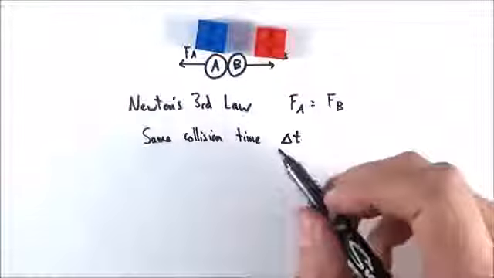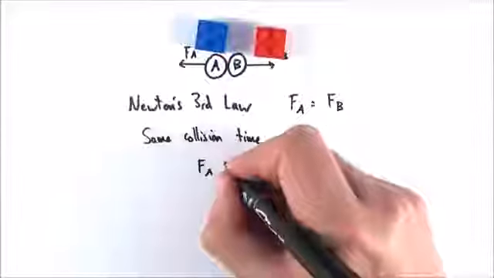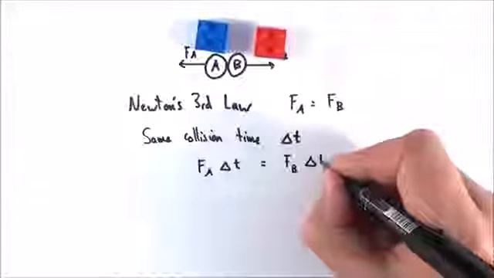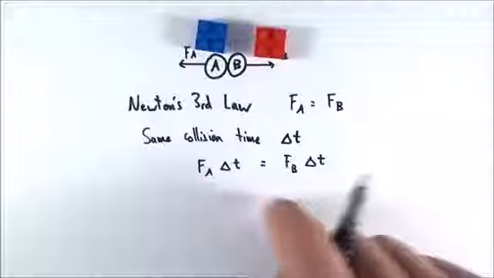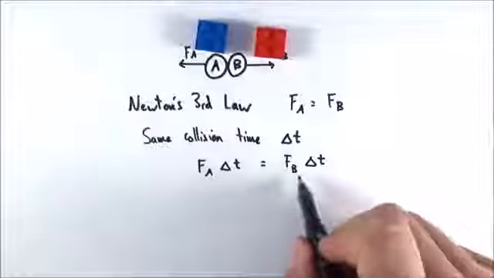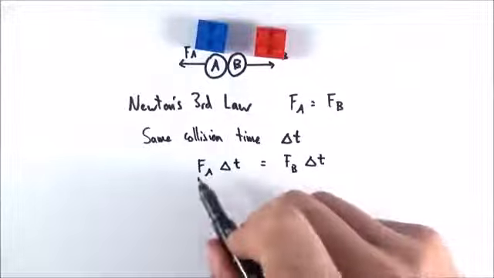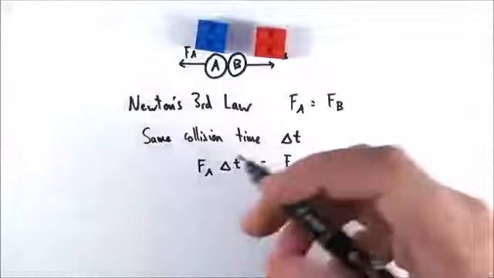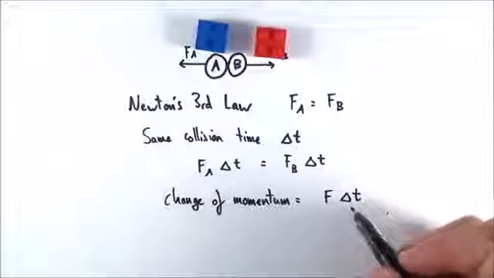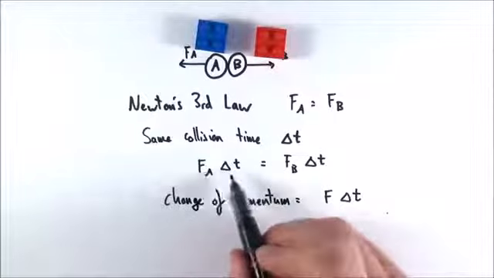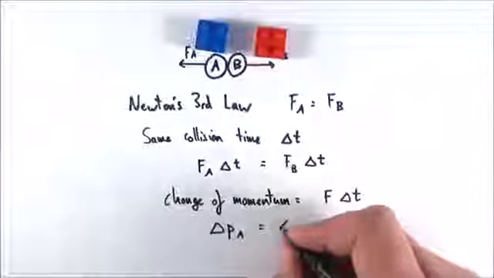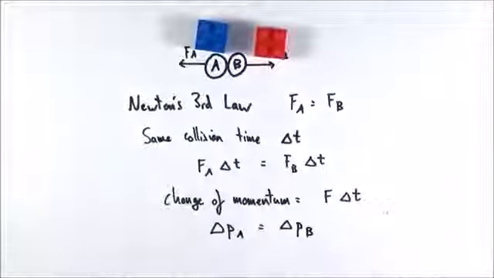And because they have the same collision time, that means FA times the change in time is going to be equal to FB multiplied by the time for that collision. So I've just put a time into both of these. And what we have now are some impulses. This is the impulse, and this is an impulse as well. The impulse is equal to the force multiplied by the time for which it acts, and that changes the momentum. So the change in momentum is equal to the force multiplied by the time for which it acts. And because we've got the same size force and the same collision time, the change in momentum of object A is going to be equal to the change in momentum of object B.